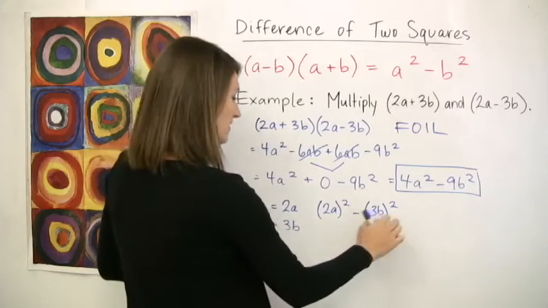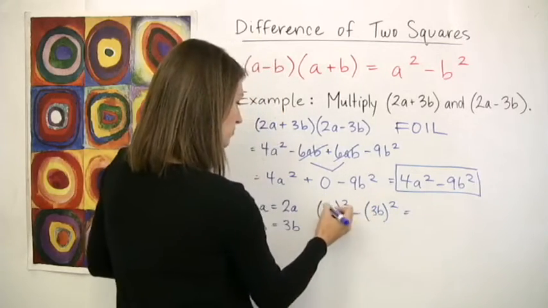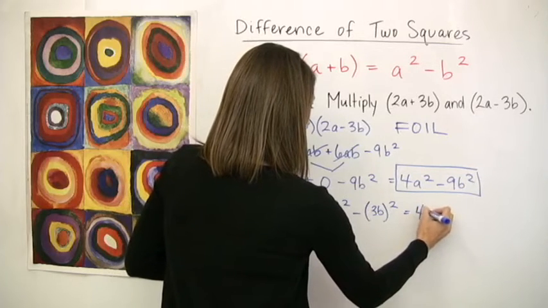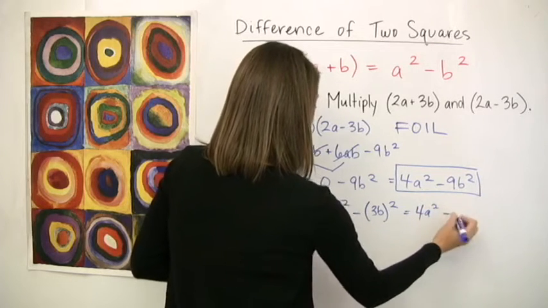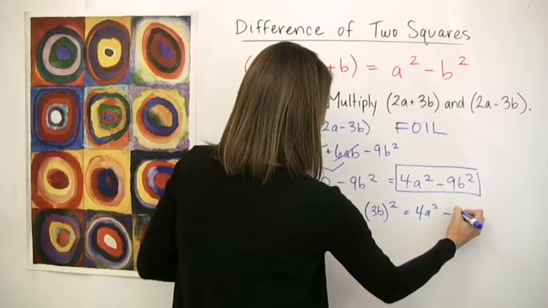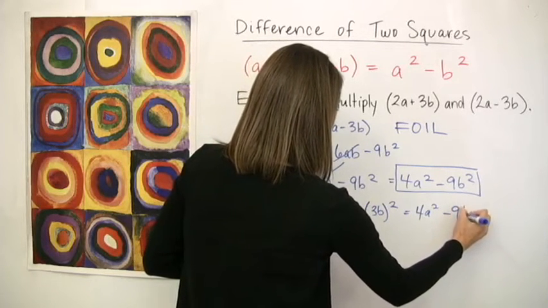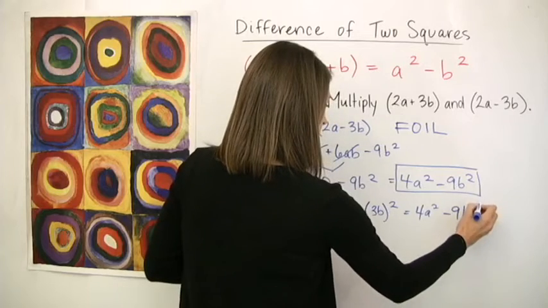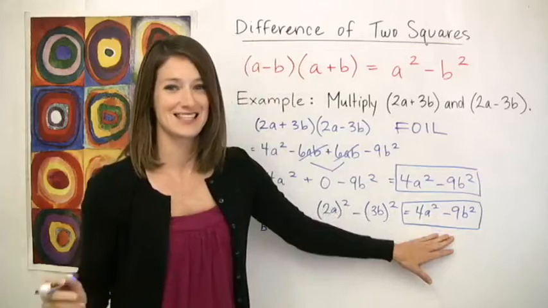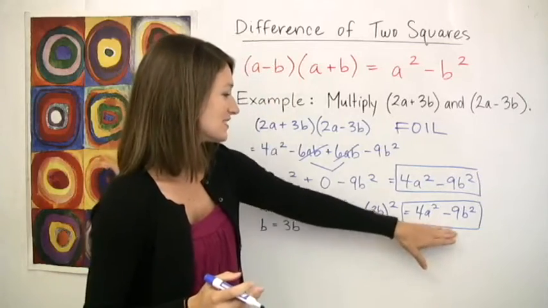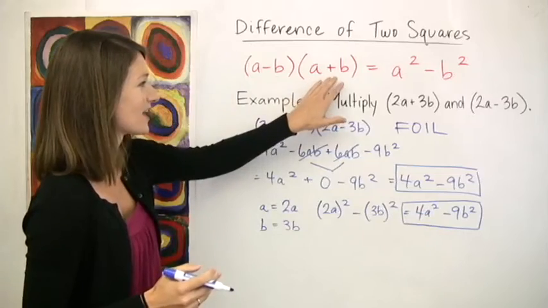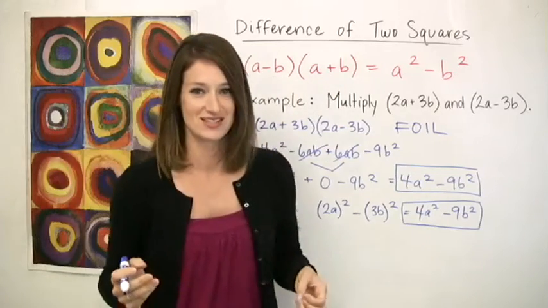Then if we simplify this, let's distribute our powers. So 2 squared is 4, and then a squared, minus 3 squared, which is 9, and then b squared. We end up with the exact same product. So this is a difference of 2 squares when you multiply two binomials that only differ in the operation symbols.